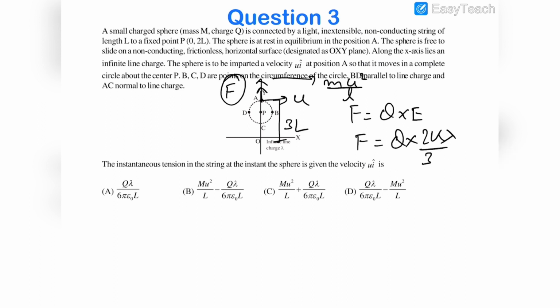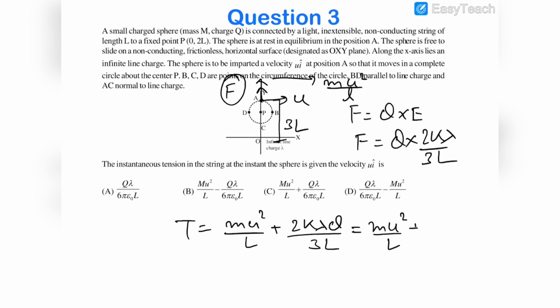Okay, 3L. So the tension in the rope will be mu square by L plus 2k lambda q by 3L. You can substitute the value of k as 1 upon 4 pi epsilon naught, so it would be mu square by L plus, in fact, k lambda q by 6 pi epsilon naught L. So the correct answer of this question would be C. Now we move on to the next question.